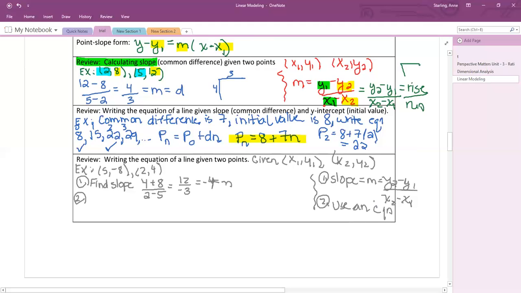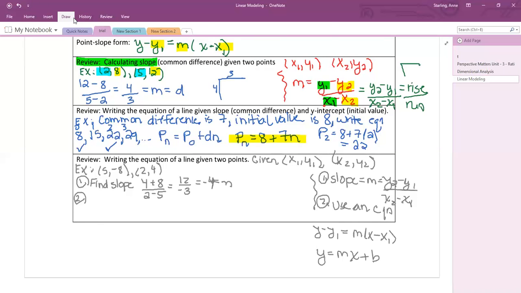So use an equation that you were provided. It can be either the y minus y1 equals m times x minus x1, or it can be y equals mx plus b. It truly doesn't matter which one, you pick the one you want. So I'm going to do the first one first. So if I use y minus y1 equals m times x minus x1, what I'm going to do with that is say y minus y1. Now what do I use for y1? This guy.